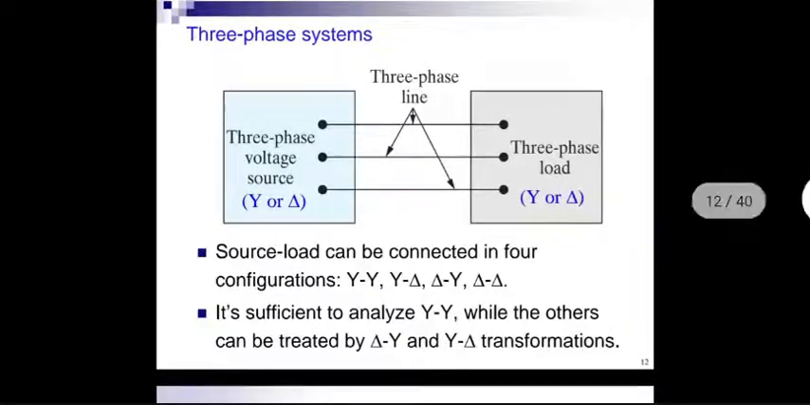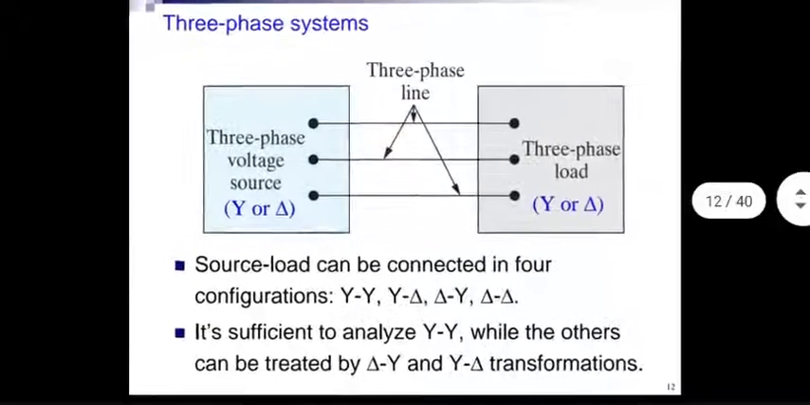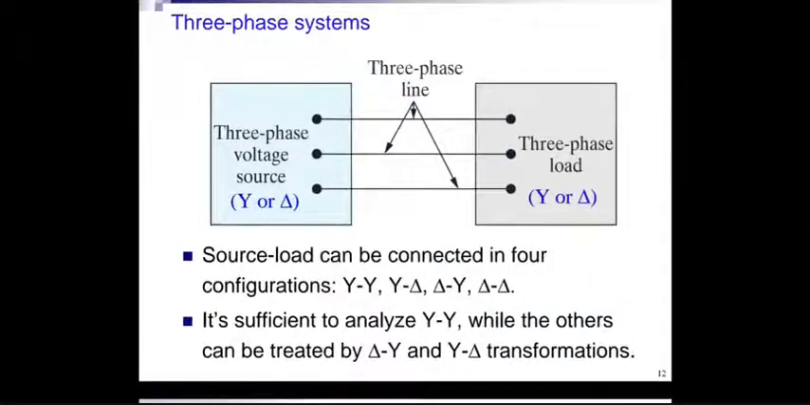Again, they are showing the four possibilities. The sources can be connected either in Y or delta, and load can also be connected in Y or delta. So you have four possibilities: YY, Y delta, delta Y, or delta delta. They are saying it is sufficient to analyze YY. Others can possibly be analyzed based on the results we have got for YY. In fact, I intend to do that.